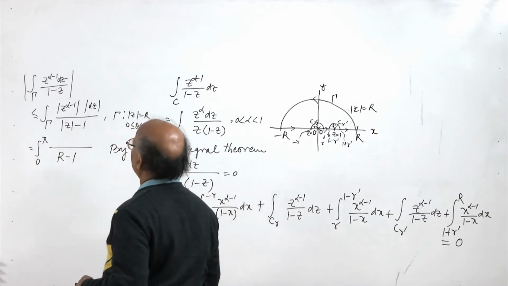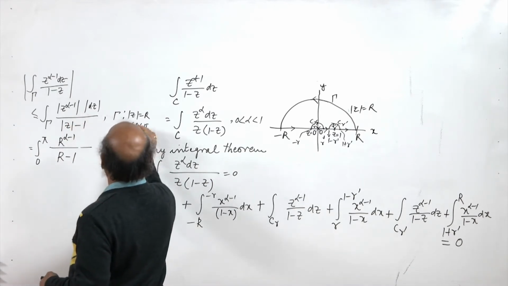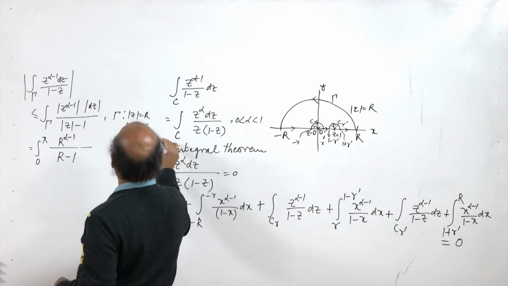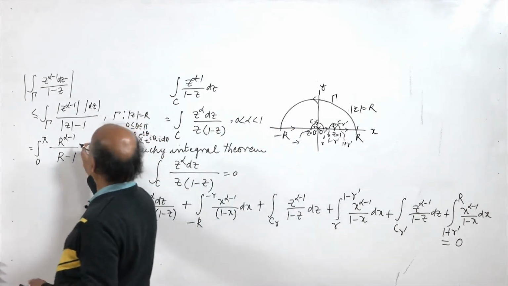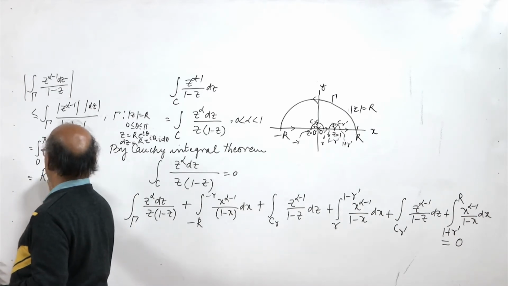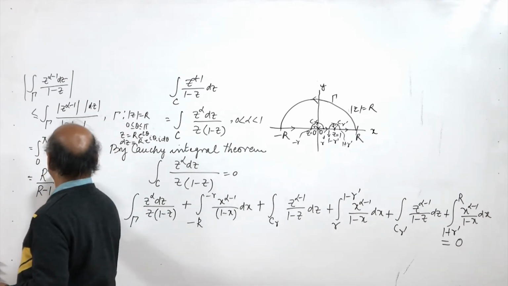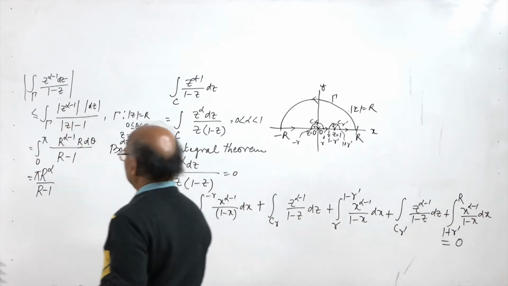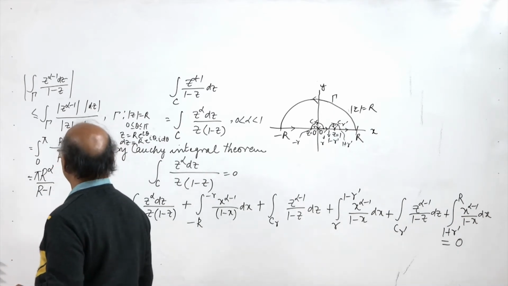This is mod of z to the power alpha minus 1. So, we get r to the power alpha minus 1, and then mod of dz. z is equal to r e to the power i theta, so dz equal to r e to the power i theta d theta. So, mod of dz will be equal to r d theta. So, this is r to the power alpha divided by r minus 1 into pi, that is, pi times r to the power alpha divided by r minus 1.